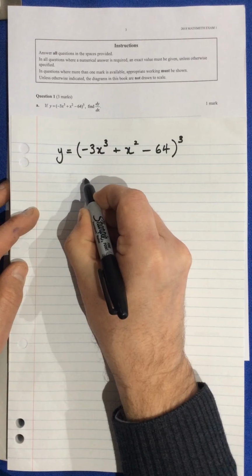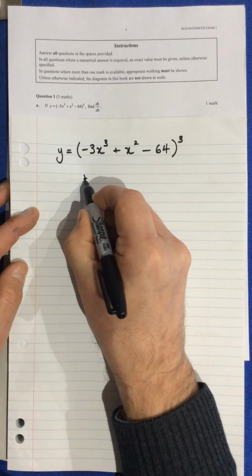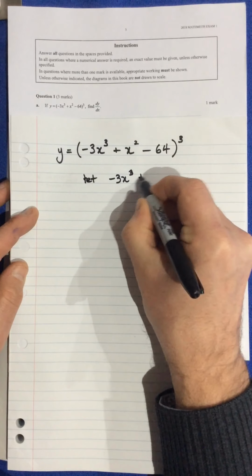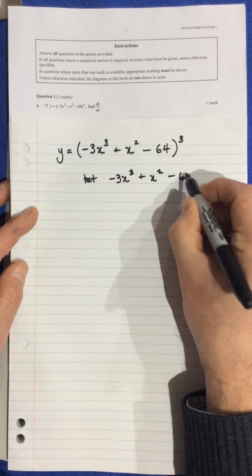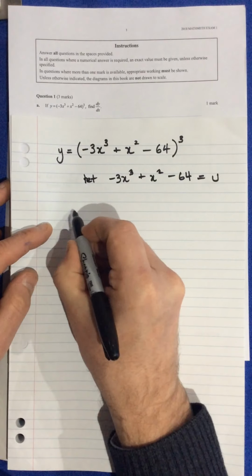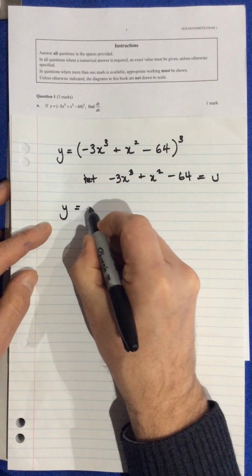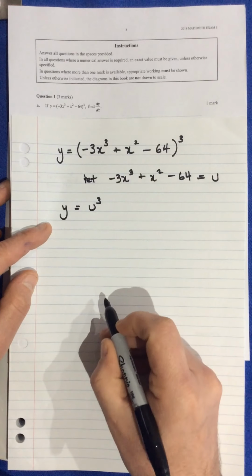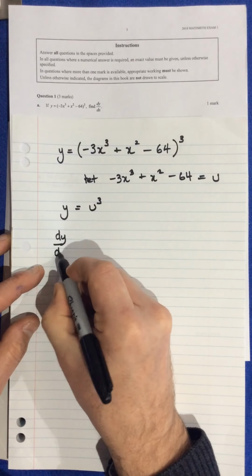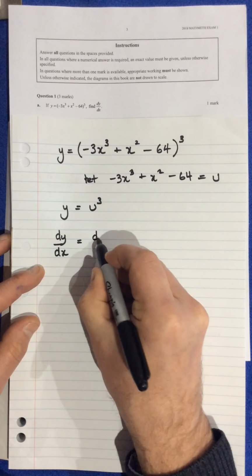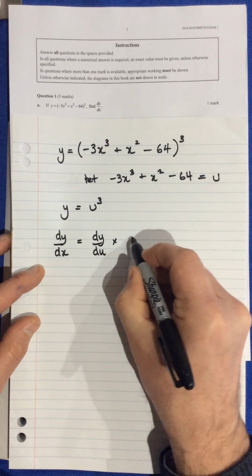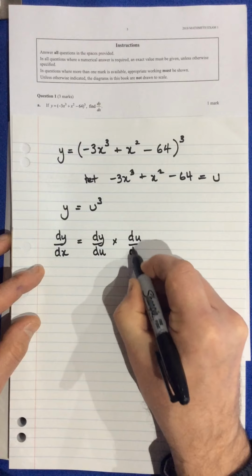We can basically let minus 3x cubed plus x squared minus 64 equal u, and then y becomes u cubed. And so when I want to differentiate y with respect to x, dy dx, which is the whole problem, of course, I can now do it as a chain rule problem: dy du multiplied by du dx.